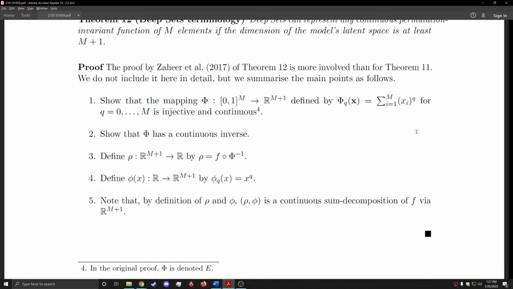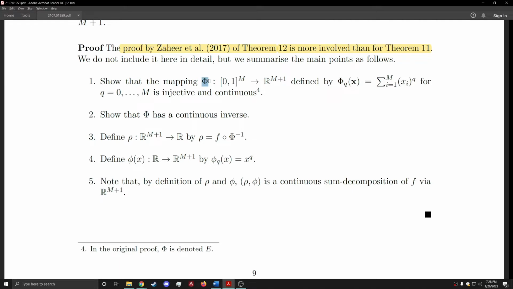So what they do, in order to prove this, the proof is much more involved than for Theorem 11. So we're just going to talk about it briefly. We map this latent space, which is in some hypercube, to the real numbers of dimensionality m plus 1, defined by this latent space sub q on the set x is going to be equal to this function right here. Now, this should look a lot like what we've seen for the latent space, except for one thing.